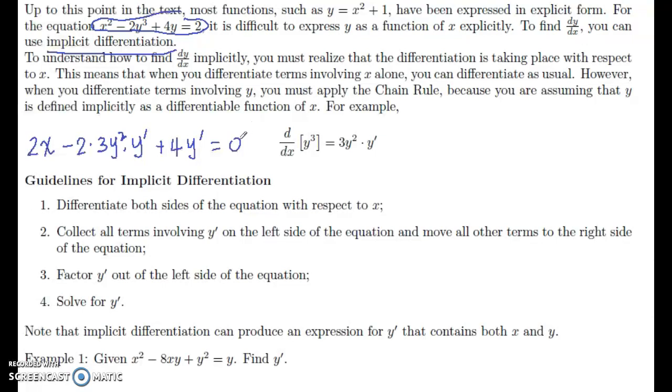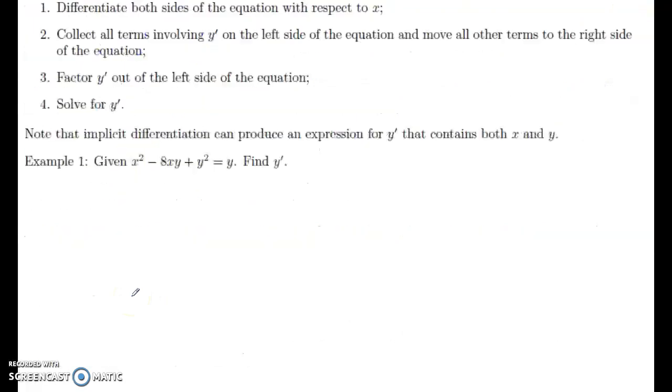And in order to find y prime, we follow this guideline. We differentiate both sides with respect to x. We collect all terms involving y prime on one side and everything else on the other side. And we just factor out the y prime and solve for it. So let's take a look at example 1. Given this equation, we want to find y prime.